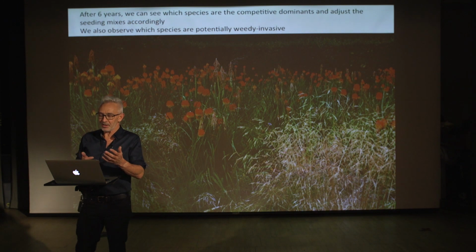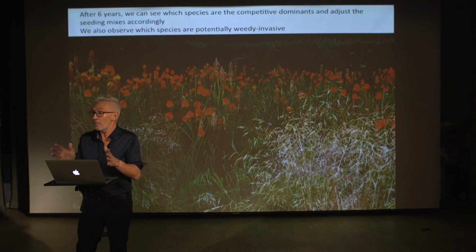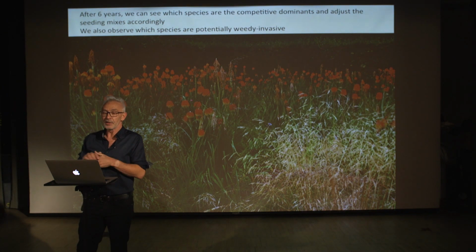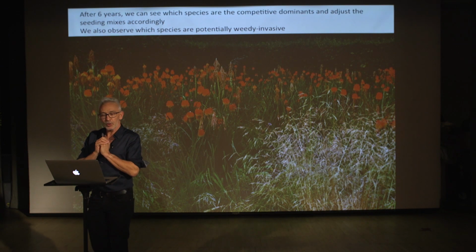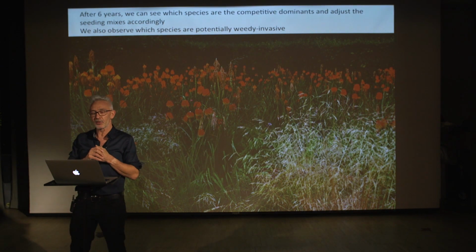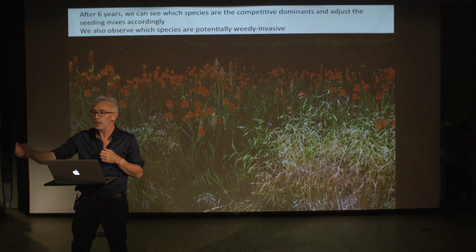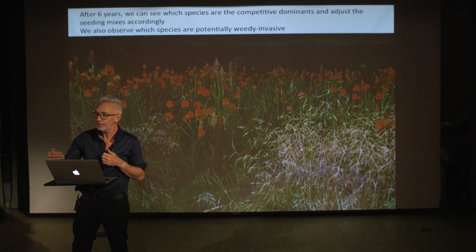And so this allows us to see who's going to be the competitive dominant. There's always a competitive dominant. Always, always, always. And you reduce the density of that in the mixes accordingly. It also allows us to see which species are potentially weedy invasive, because over a 6-year period, you get a pretty good idea of that.